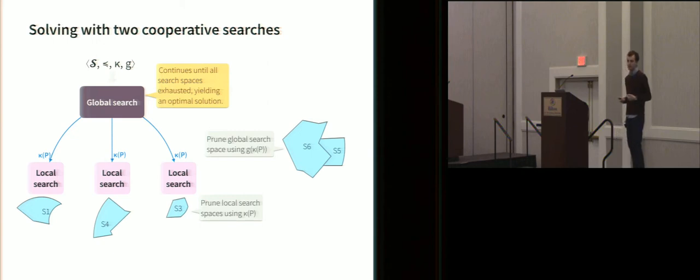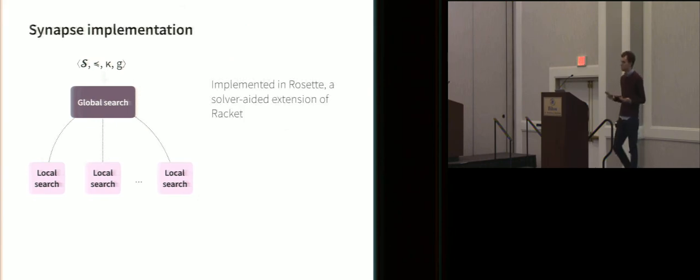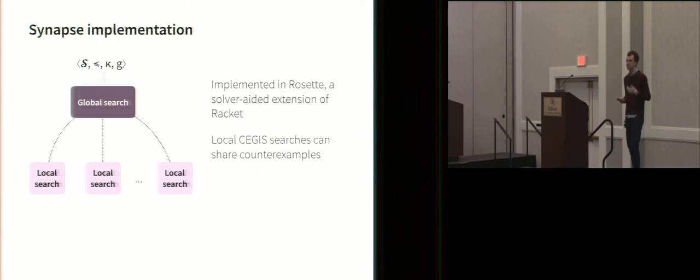I want to tell you briefly about how Synapse is actually implemented. So Synapse is implemented in Rosette. Rosette is an extension of Racket with support for symbolic reasoning and constraint solving. One of the interesting things about having these searches running in parallel is they can actually share more information than just solutions. So in Synapse, these local searches actually exchange counterexamples that they found in their CEGIS loop. This allows them to skip calls to the verifier, and this saves us some search time.